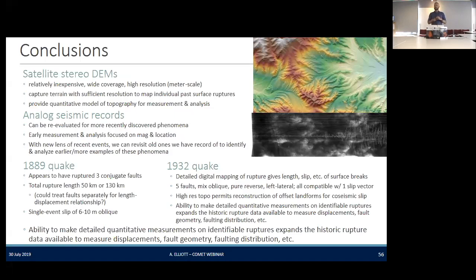So although it's labor intensive to collect and digitize these old records, there's a great deal of information held in them that may help us relate the seismological properties of these older earthquakes with what we can observe in the field.